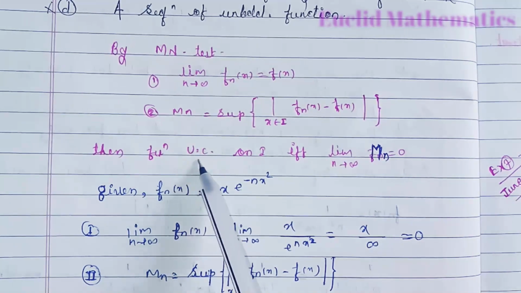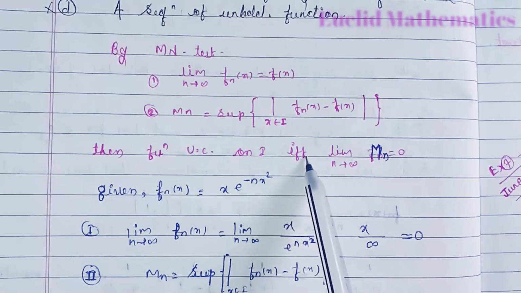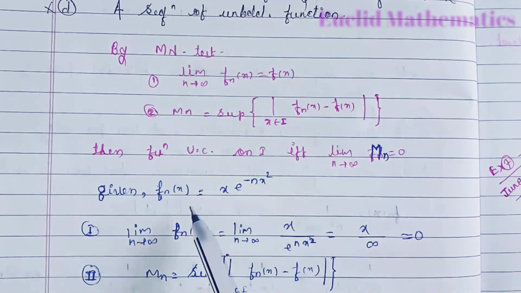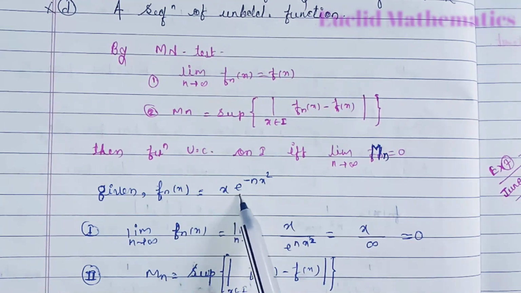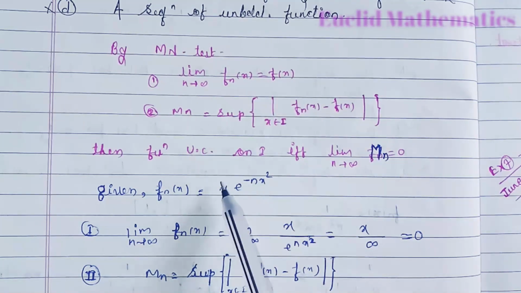And we know that the sequence of functions is uniformly convergent on interval I if and only if the limit n tends to infinity of Yeoman is going to be 0. So now here we can see f_n(x) is equal to x e raised to minus n x square. So now first of all find out f(x). That means we need to apply limit n tends to infinity to f_n(x).